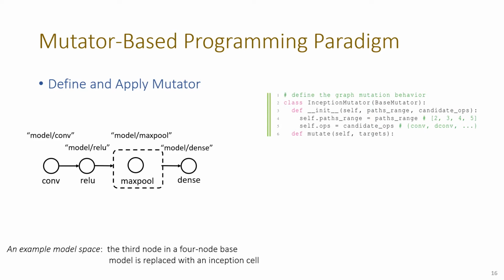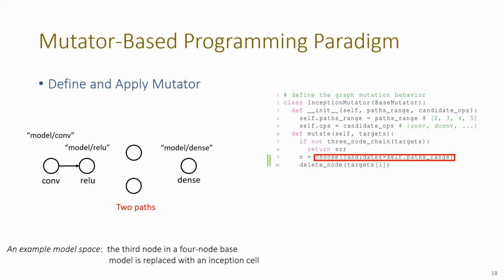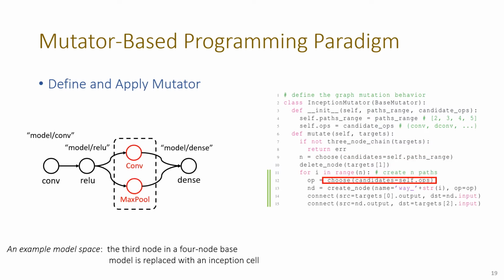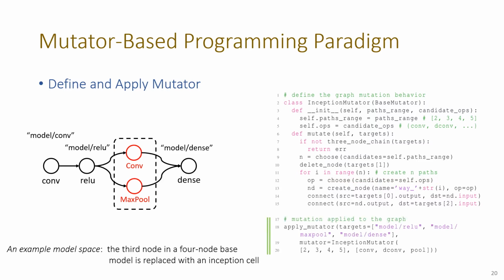For this model space, we write an inception mutator. It takes a chain of 3 nodes and replaces the middle one with a newly constructed inception cell. It uses an API called choose to get decisions from exploration strategies that decide how many paths to build and which operator is used on each path. And finally, the mutator is applied to mutate the graph on the targeted part.